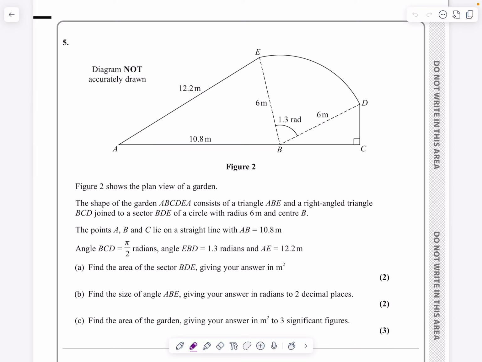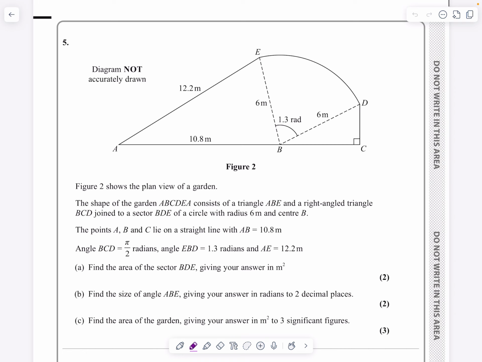Okay, this is the P1 paper from June 2024. It's question number 5, and as we can see by looking at this question, it's a Radians question. Let's look at all the information they've given us. So they've said that this shape that they've got here is a plan view of a garden. It can be various different things, can't it? Okay, it's a garden in this question.